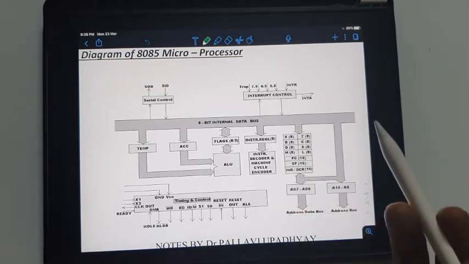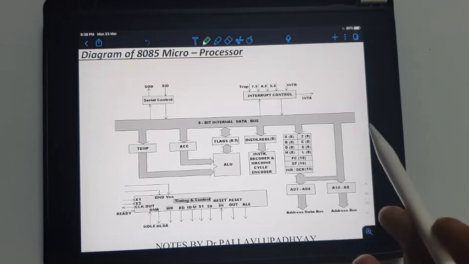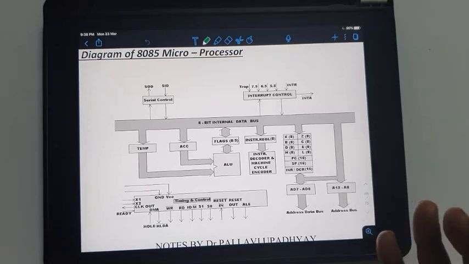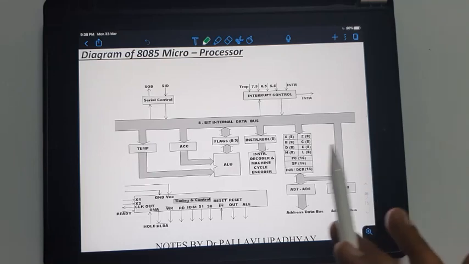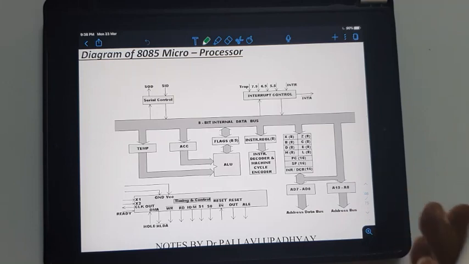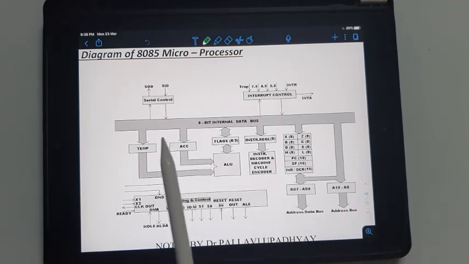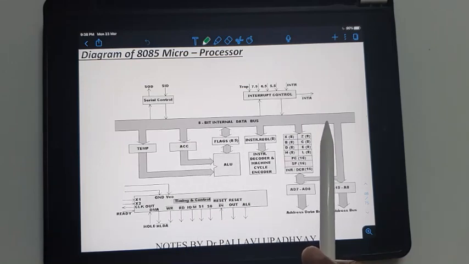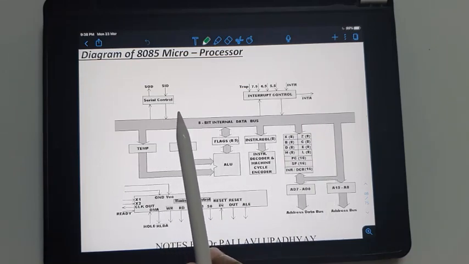It's a 16-bit microprocessor, meaning the internal data bus size is 16-bit. The bit size of the microprocessor is the bit size of the internal data bus, as well as of the general purpose registers typically. So now this 8-bit internal data bus is dividing this diagram into two parts.